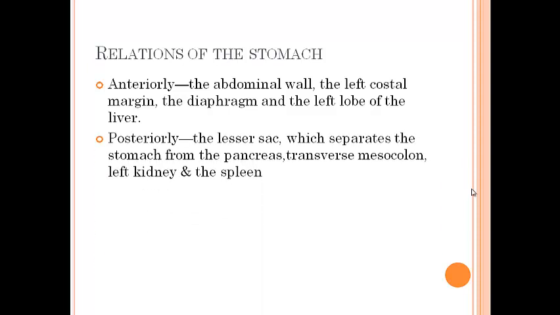Posteriorly, like I said, we have the space which is called the lesser sac, and it separates the stomach from structures like the pancreas, the transverse mesocolon, the left kidney, and the spleen. And superiorly, or above the stomach, we have the left dome of the diaphragm.